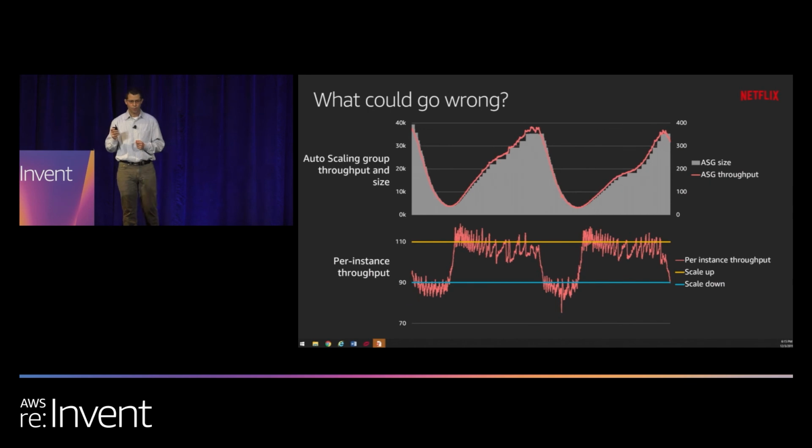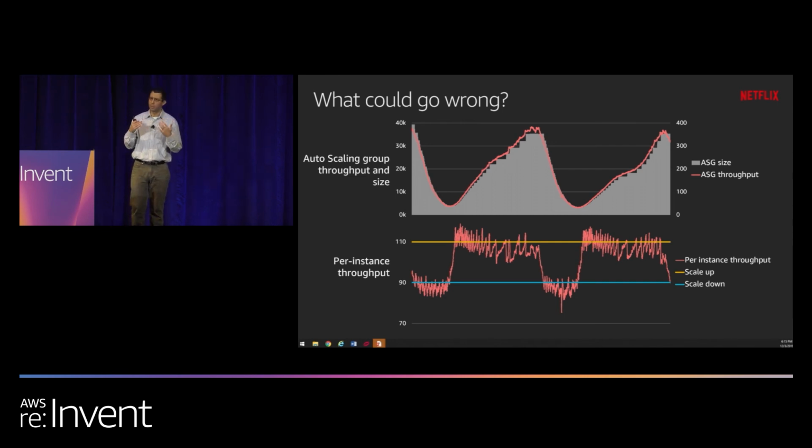Okay, so at this point, we have our metric, we have our target, we understand the traffic patterns, and it's time to set up our policies. How hard could it be? Here's an example of a mid-tier service that scales on throughput. The top graph represents an ASG size, the gray area, versus throughput, a pink line. You can see that even visually, the shapes roughly match up.